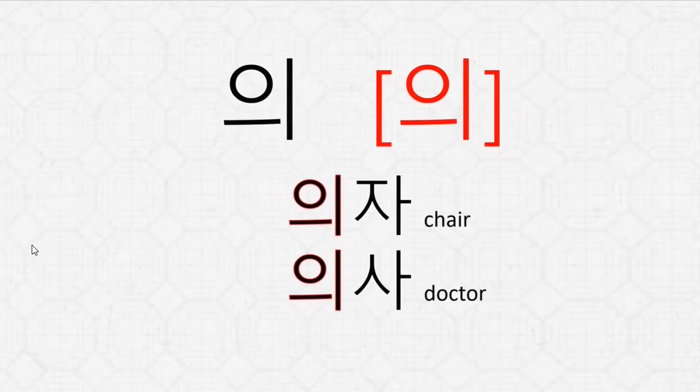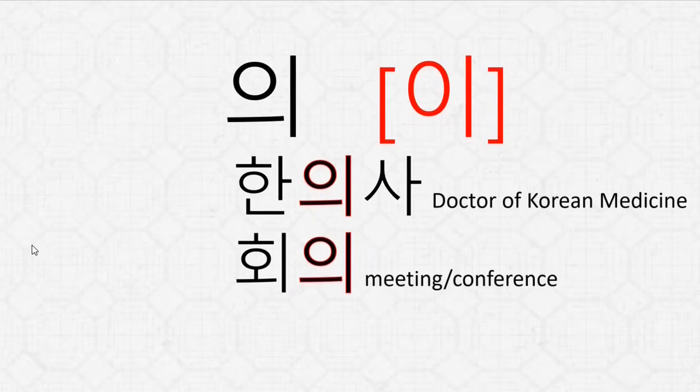it. When this vowel comes in front of a word, it makes 의 sound that we just learned. For example, 의자, 의사. But when it comes in between or at the end of a word, it makes E sound. For example, 한의사, 회의.